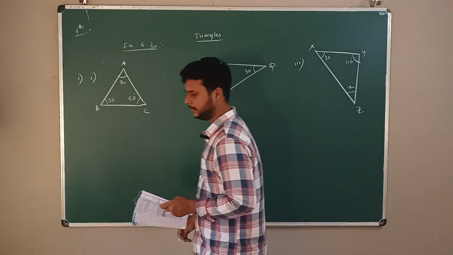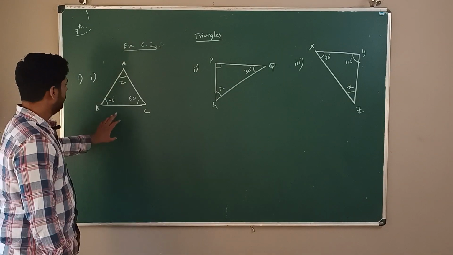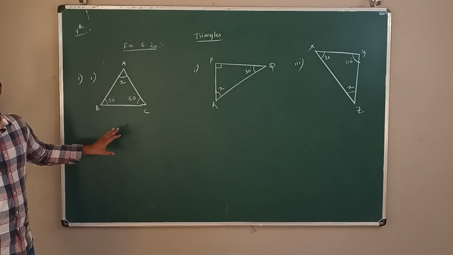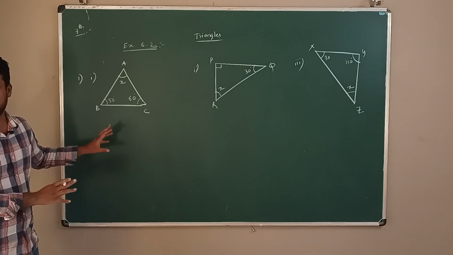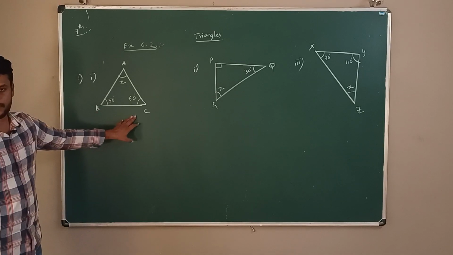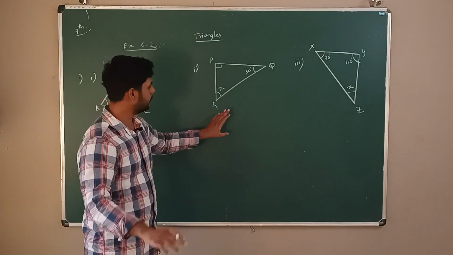Okay, sit quiet. Now see here, the first three I will do, the remaining you should do. What is the answer for the first one? 70 degrees. Just by looking only we can write, or no? There is no need to do the sum also. 50 plus 60 is 110, 180 minus 110 is 70.